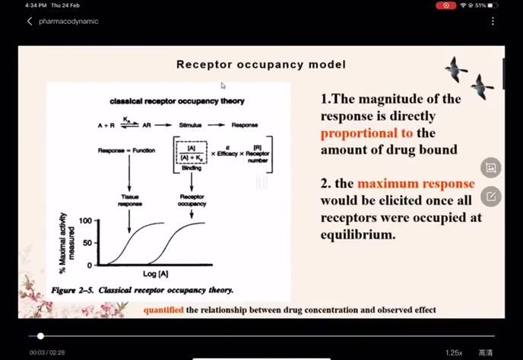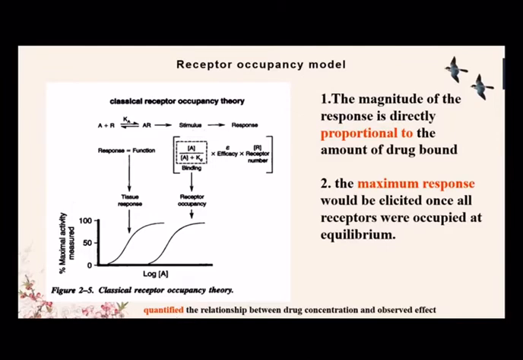You remember we have discussed the receptor occupancy model. It's about quantifying the relationship between drug concentration and observed effect. But this model couldn't explain all receptor responses. For example, when a drug produces its maximal response, not all the receptors are occupied. About 95 to 99% of receptors will not be occupied. We call them spare receptors.